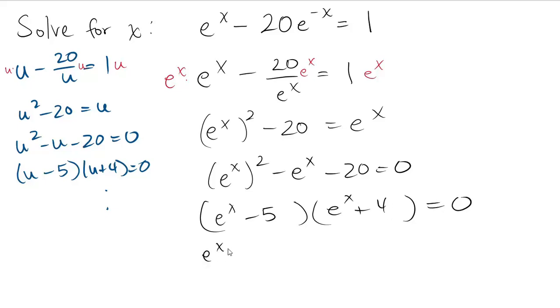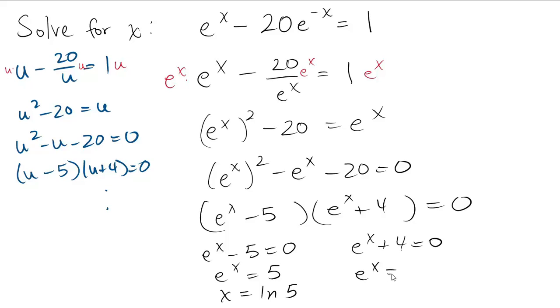In the first factor, e to the x minus 5 equals 0 means that e to the x equals 5. Taking the natural log of both sides, or rewriting this in logarithmic form, we get x equals the natural log of 5. On the right side, we have e to the x plus 4 equals 0, and I hope you can see that's not going to have any solutions. When we subtract, we get e to the x equals negative 4, which cannot happen, and so our only solution is the natural log of 5.